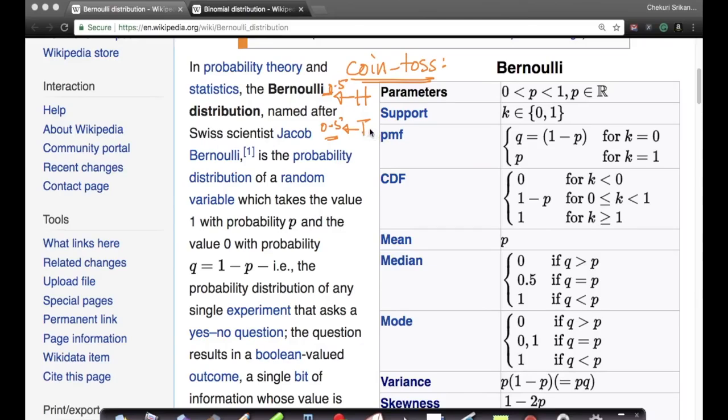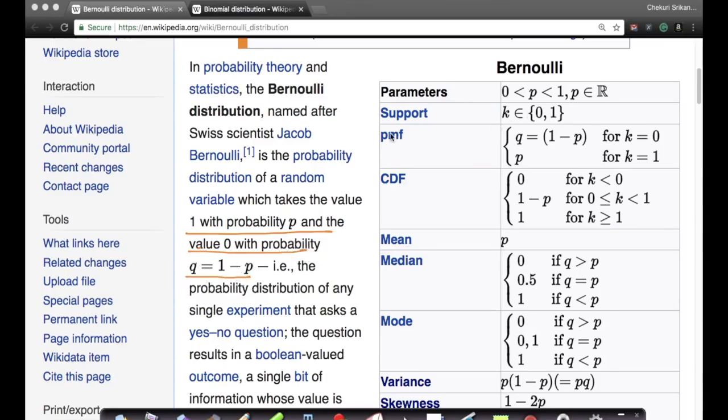So a Bernoulli distribution is used when you have two outcomes, and the probability of getting one outcome is P. The probability of getting the second outcome, obviously, is 1 minus P. So a Bernoulli distribution literally has only two outcomes. As the description here says, it takes the value 1 with probability P and value 0 with probability Q, which is 1 minus P.